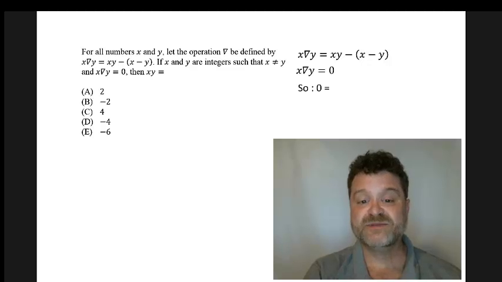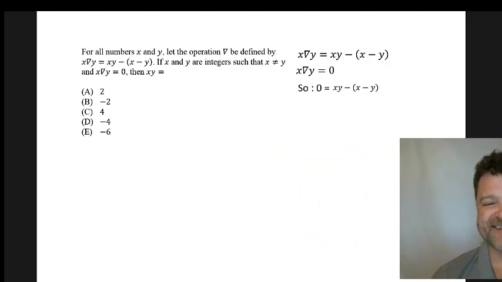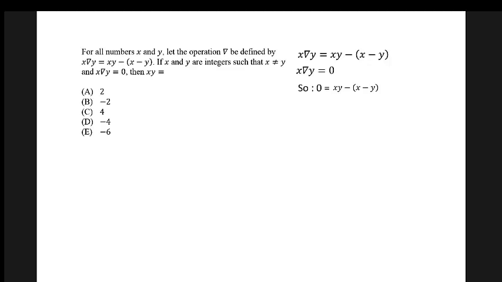So I can substitute them and get that 0 equals xy minus (x minus y), parentheses. Now I want to distribute that out so that I know exactly what I'm looking at, which would be xy minus x plus y equals 0. And now that's as far as I can go, and I just need to look at the answer choices.